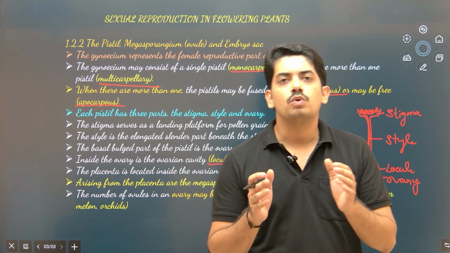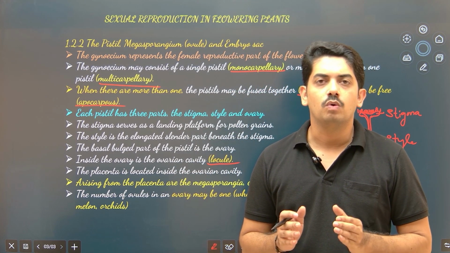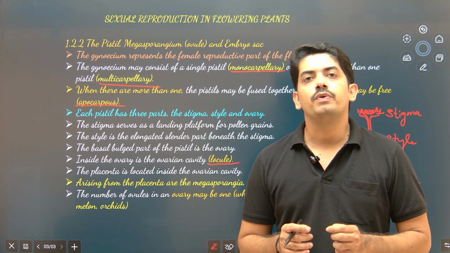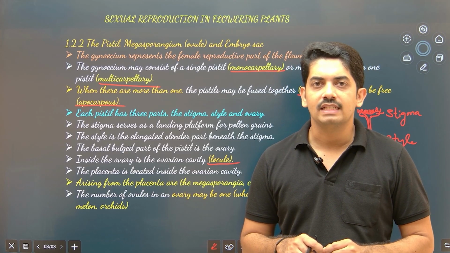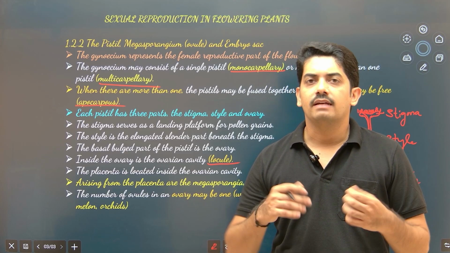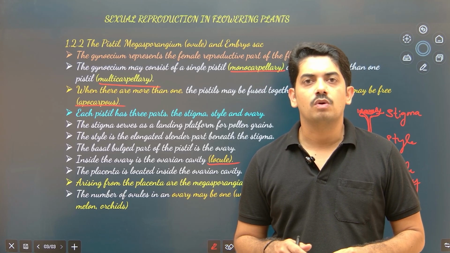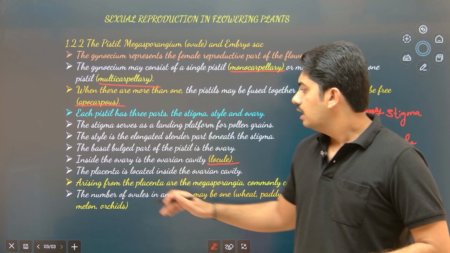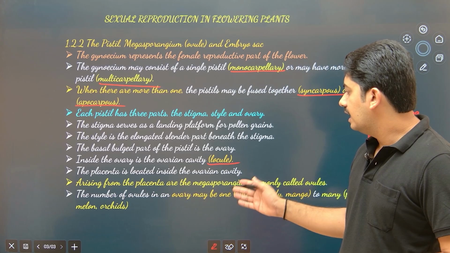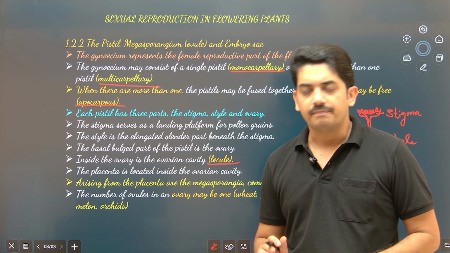So there is one cushion-like structure inside the ovary which will help the ovules to attach, and that we call it as placenta. There is one definition for this. Arrangement of ovules inside the ovary is called placentation. Okay. Arising from the placenta are the megasporangia.